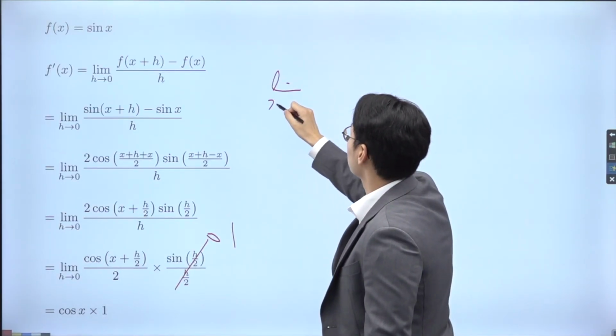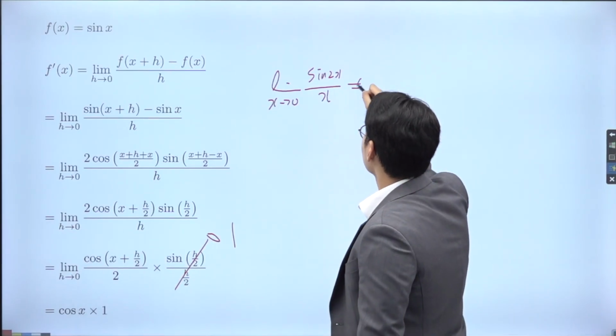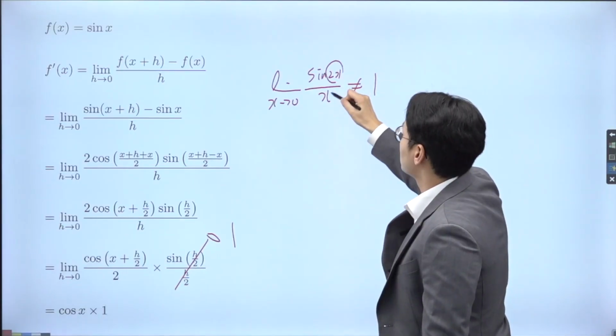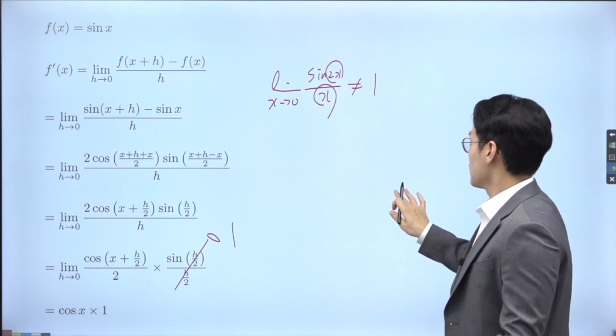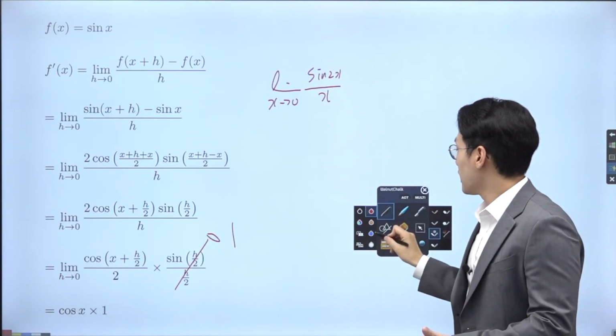For example, as x goes to 0, sine 2x over x isn't 1. Please be careful, because the input and the denominator have to be the same. The rate must be the same for the gradient, meaning you want to make sure I put the same number, the same input, in the denominator.